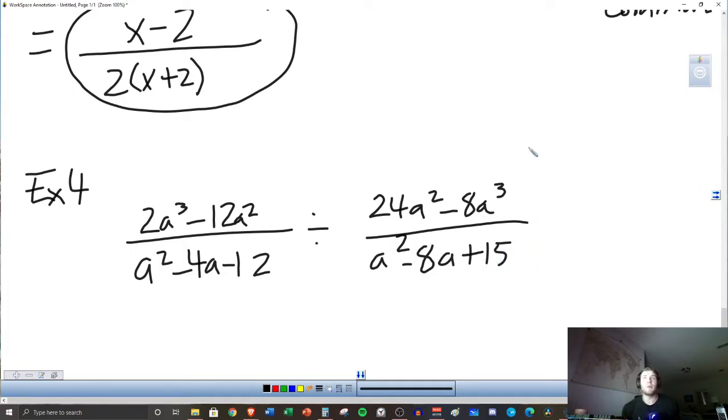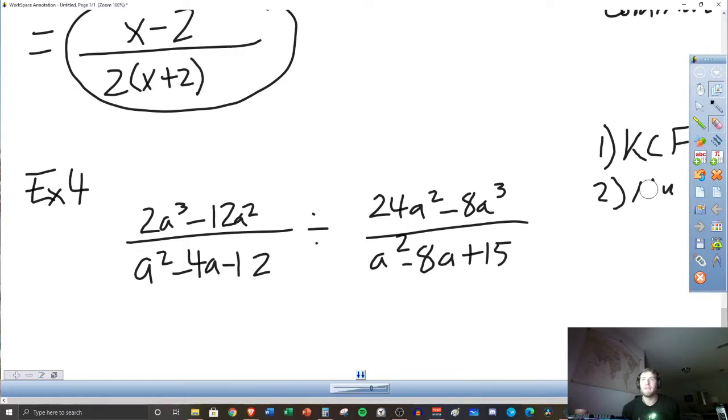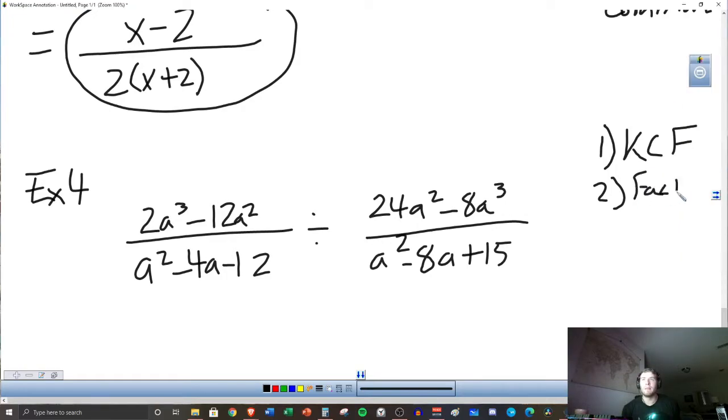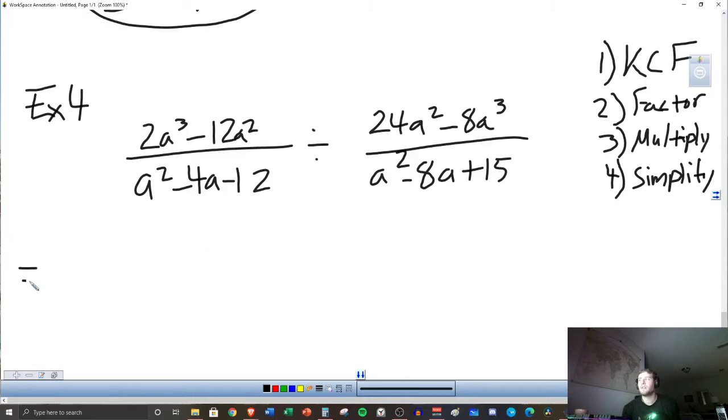Okay, so we have a division problem. The first thing we need to do is keep, change, flip, and the second part is multiply. Well, we're not going to say multiply. We're going to say factor. I'm going to go ahead and write out all these steps, and we're going to simplify them. These are going to repeat what we did up high. Factor, multiply, simplify. So that's what we're trying to do in this ordering. First thing, keep, change, flip.